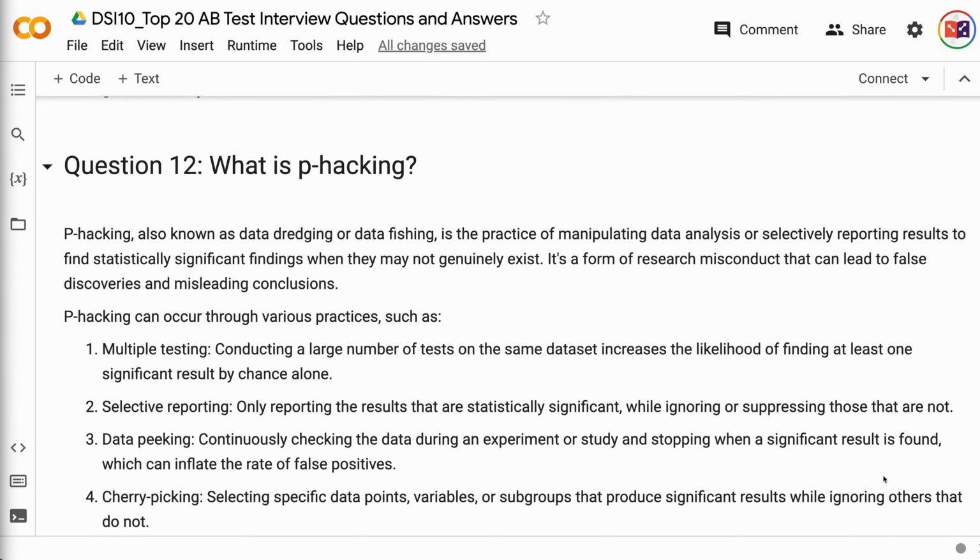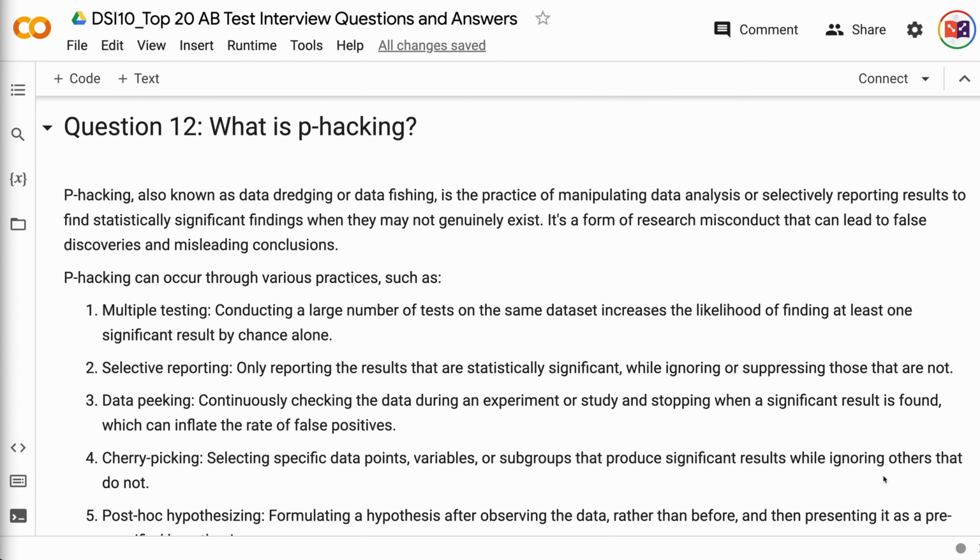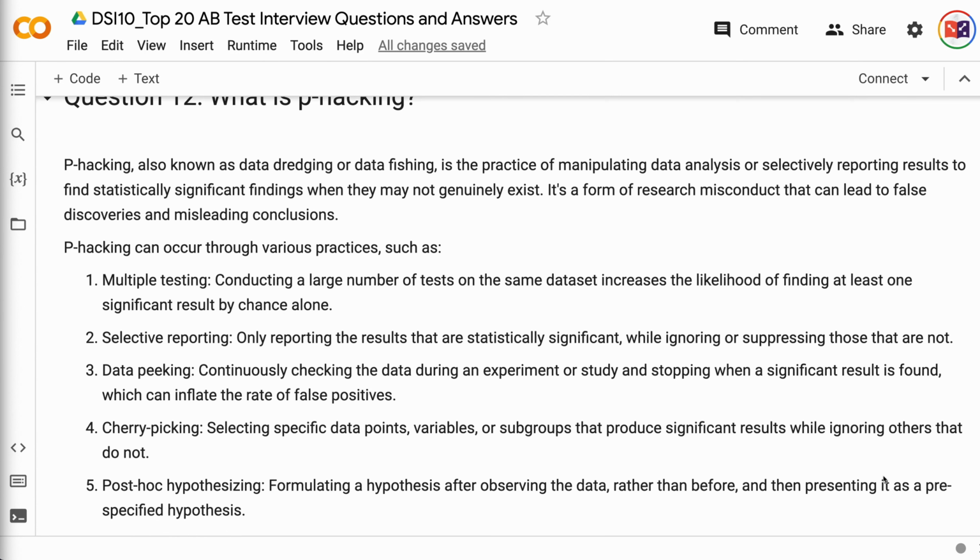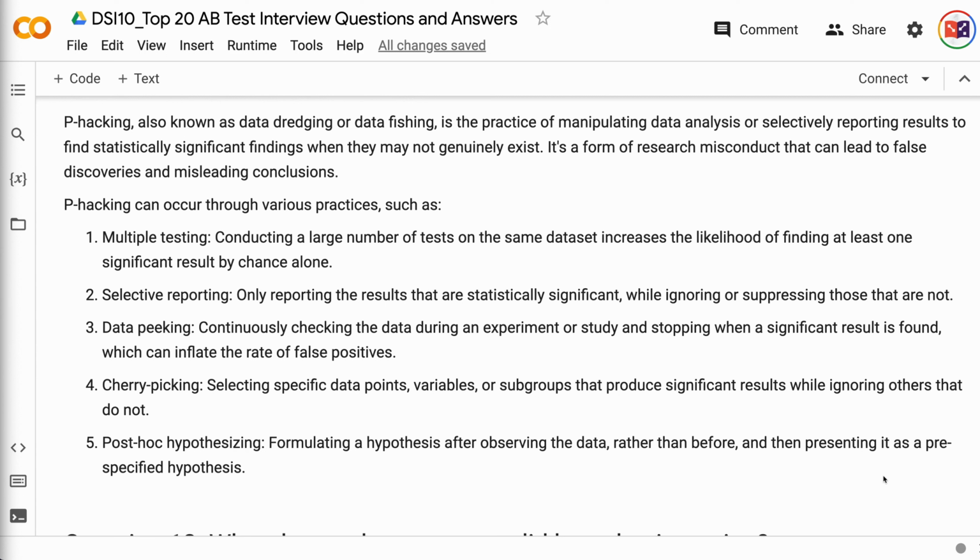Question 12. What is p-hacking? P-hacking, also known as data dredging or data fishing, is the practice of manipulating data analysis or selectively reporting results to find statistically significant findings when they may not genuinely exist. It's a form of research misconduct that can lead to false discoveries and misleading conclusions. P-hacking can occur through various practices, such as 1. Multiple testing. Conducting a large number of tests on the same dataset increases the likelihood of finding at least one significant result by chance alone.